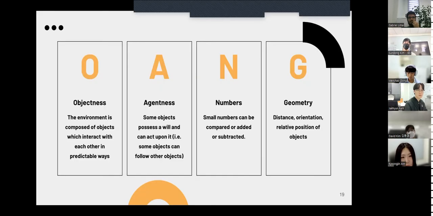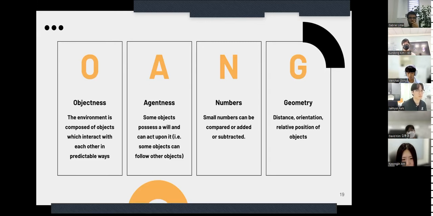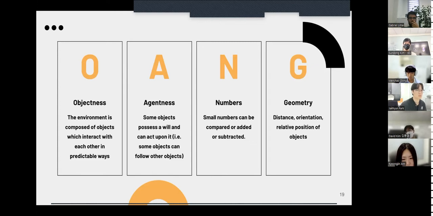The first is objectness. As humans, we understand that the world is composed of distinct objects that are able to interact with each other in a predictable way, meaning that the world is made up of objects, and objects have a certain idea of physics imbued into it. The second prior knowledge that we have is agentness. What this means is that some objects possess a will and they can act upon it to achieve a certain goal.